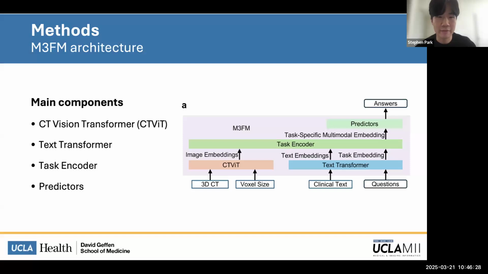In terms of the M3FM architecture, just to provide a high-level overview, the main components are as seen in the figure on the right: the CT vision transformer, which encodes the imaging data and produces image feature embeddings, and then the text transformer, which converts the clinical text and the questions into, again, text feature embeddings. And those embeddings would move on to the task encoder, which does the multimodal integration and also produces a task-specific feature vector. And then this would be moved on to the task-specific predictor, which you can think of as like the classification head, where it will produce the results, the answers to each of the task-specific questions.